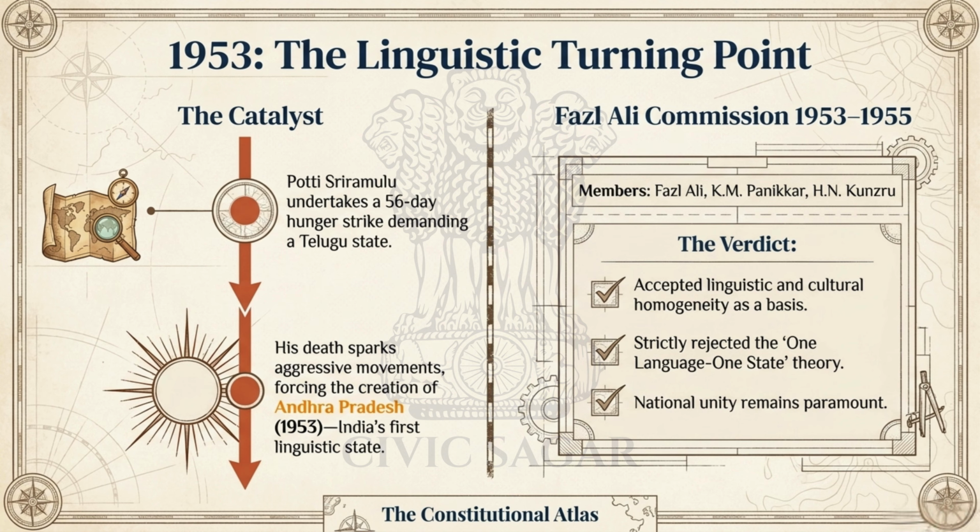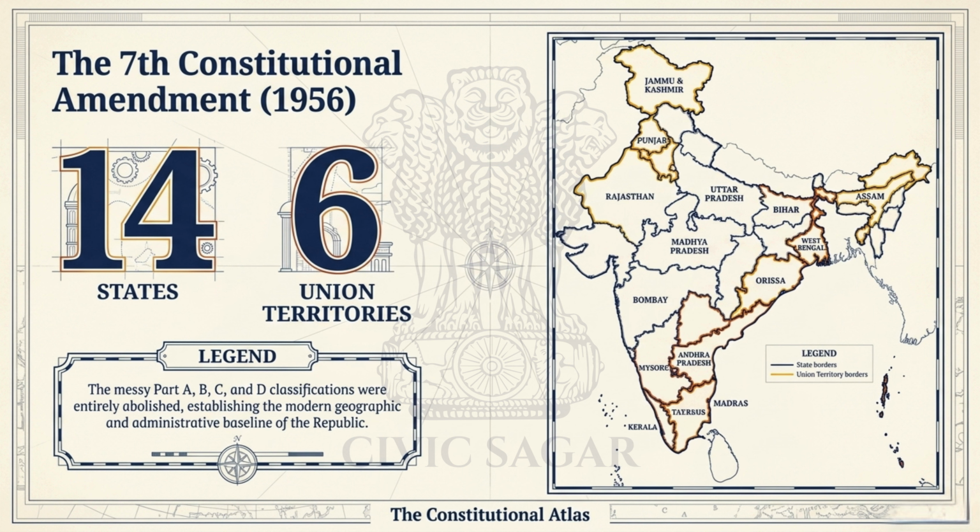By the mid-1950s, the original, temporary system of classifying states into Part A, B, C, and D categories had become untenable and messy. The 7th Constitutional Amendment of 1956 arrived as the definitive solution to this administrative challenge. This landmark amendment completely abolished those outdated classifications, effectively wiping the slate clean. In their place, it established the modern geographic and administrative baseline of the Republic, organizing India into 14 unified states and 6 union territories. This reorganization brought much-needed clarity and structure to the map of India, laying the foundation for the administrative framework we recognize today.